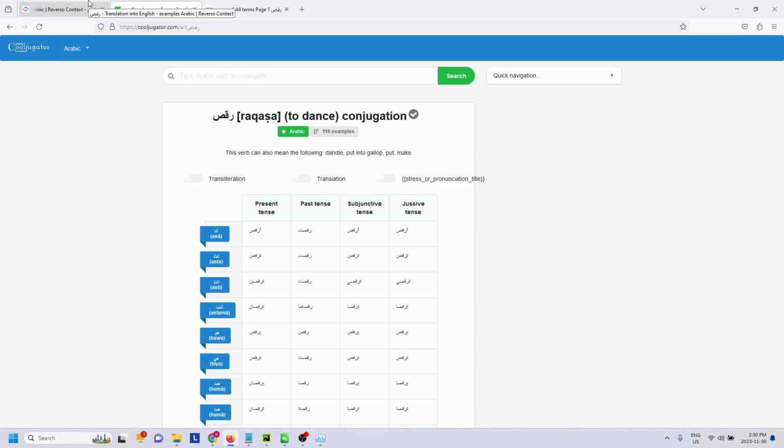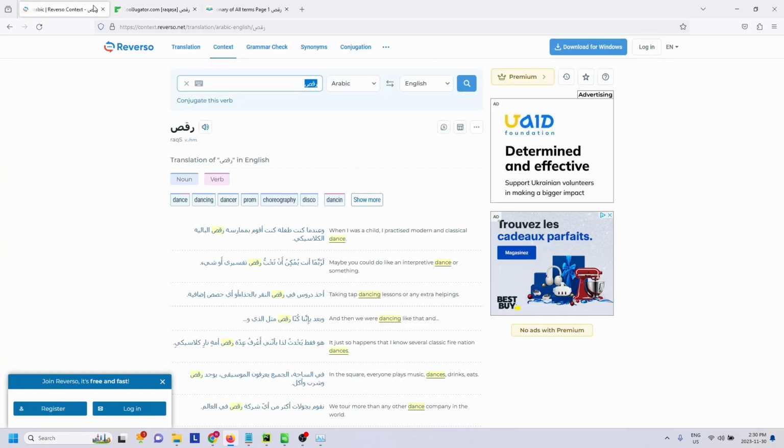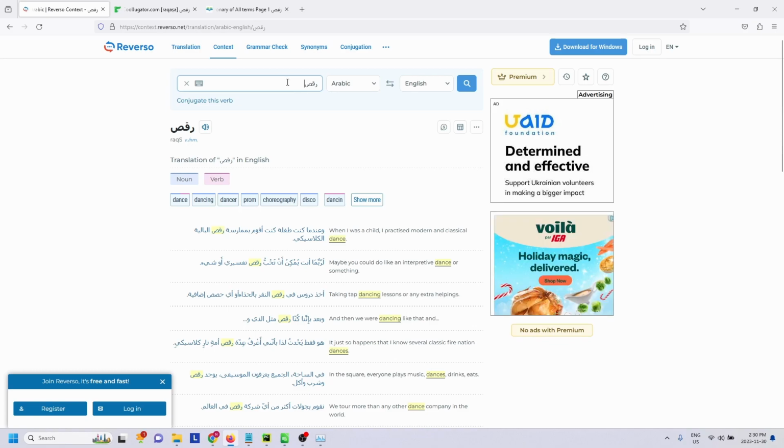You're not sure exactly how to pronounce the word. Maybe you have audio, maybe you don't. And overall, you're just confused because in Arabic, there is a huge disconnect between the way the language is written and the way it is actually pronounced. So what can you do? There are 3 websites you can use.